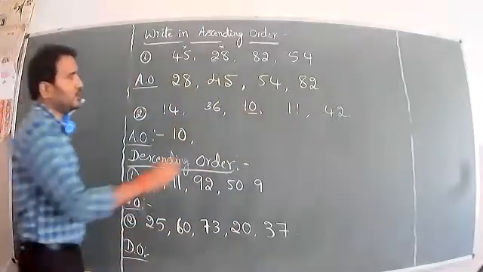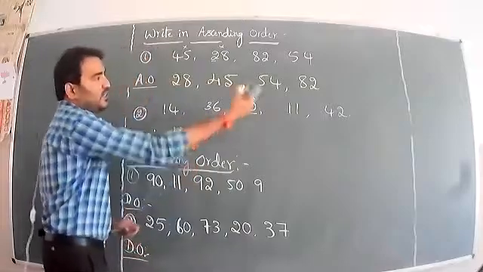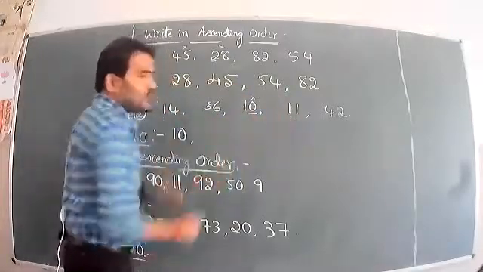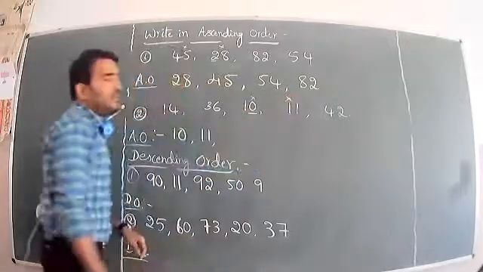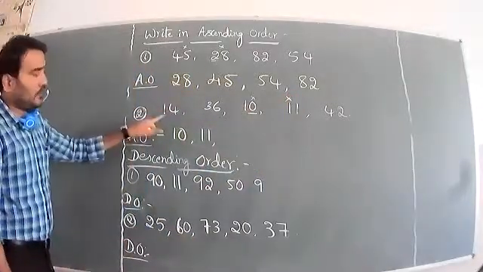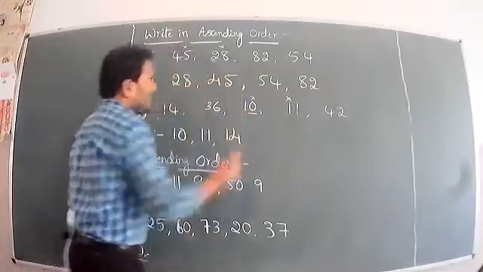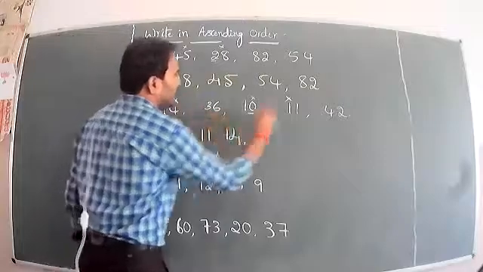Next one, it is over. The remaining numbers have the same tens place, so we check the ones places, 3 and 4. Now 14 and 11, which is smaller? 11 is smaller. Second one over. Next, the third one, the remaining one is 14. So 3 numbers are over. Next, 2 numbers remain.